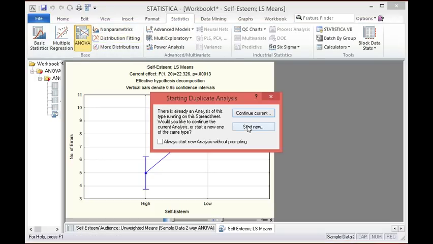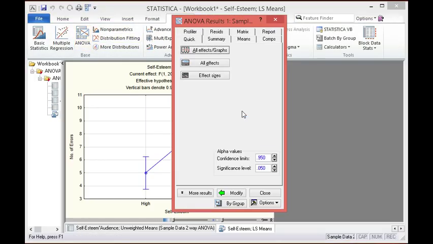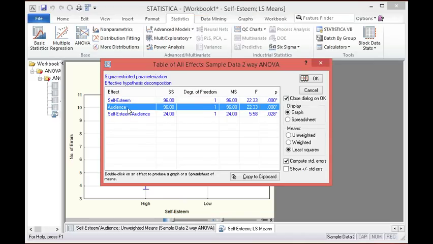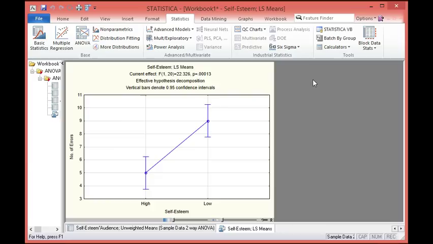Let's click on ANOVA again, continue with current, all effects again, and for audience, let's check the plot. Click OK. There. So with audience, look at their number of errors, much higher than those without audience. And again, this is a significant difference. We tested this a while ago.